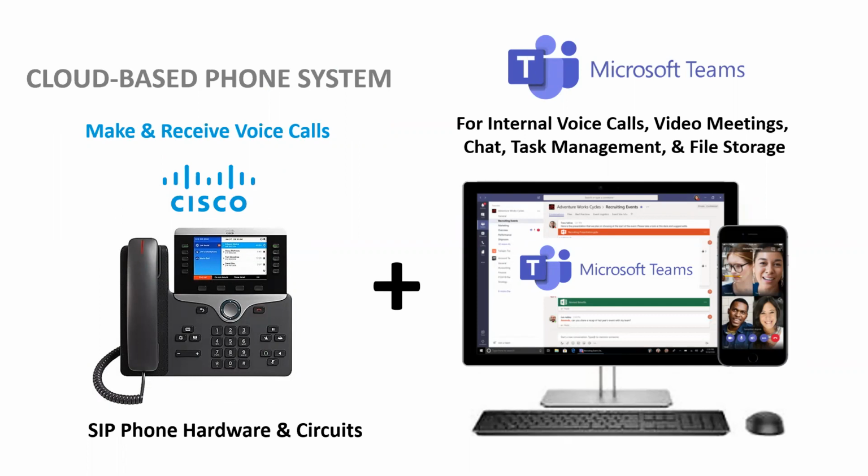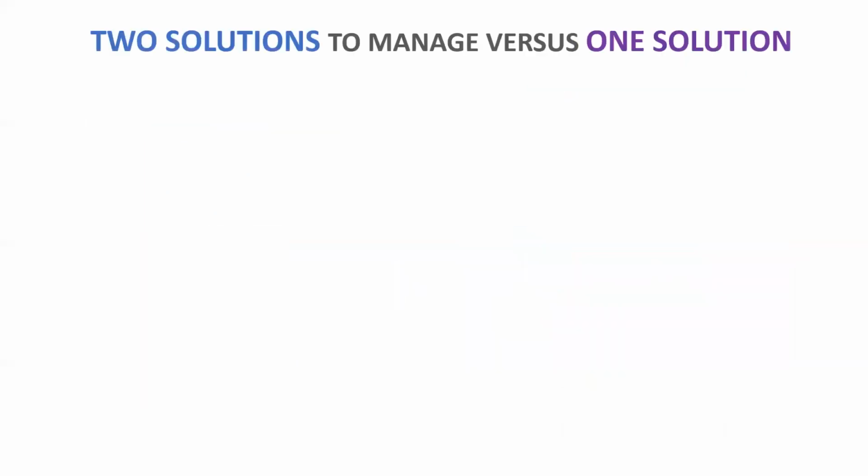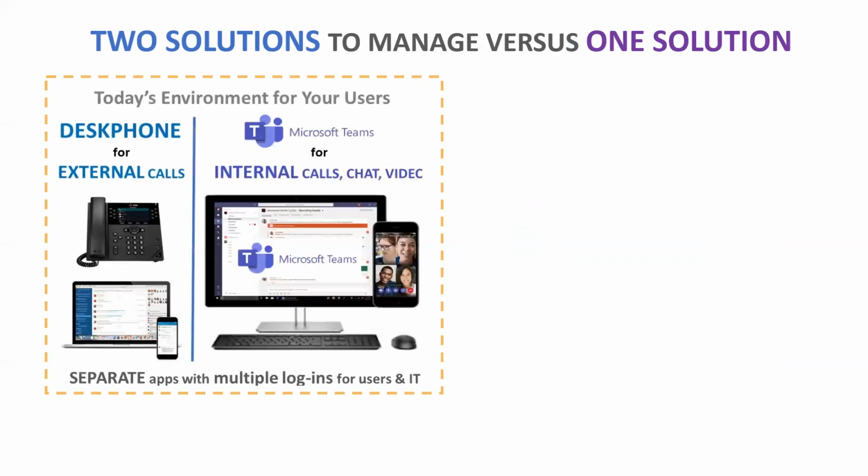Those are completely separate, used to make and receive voice calls outside of the company. Internally within the company, Microsoft Teams has become the number one format to go to for voice calls, video meetings, task management, file storage, presence, IM, all those things are wrapped into it. So at the end of the day, the problem is you've got two solutions to manage versus one. The desk phone's sitting there for external calls. Teams is for internal calls.